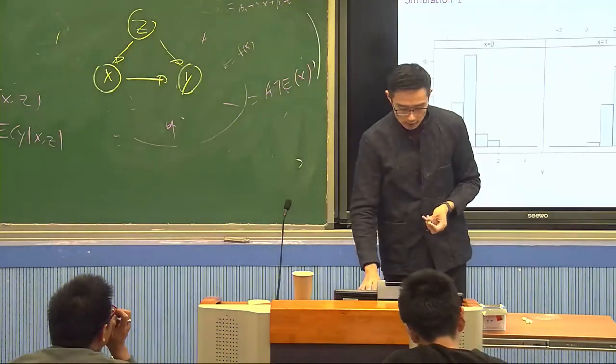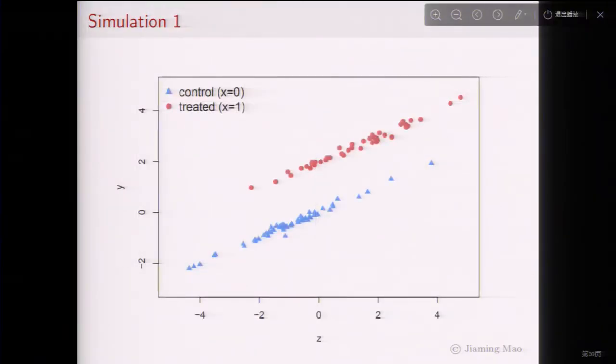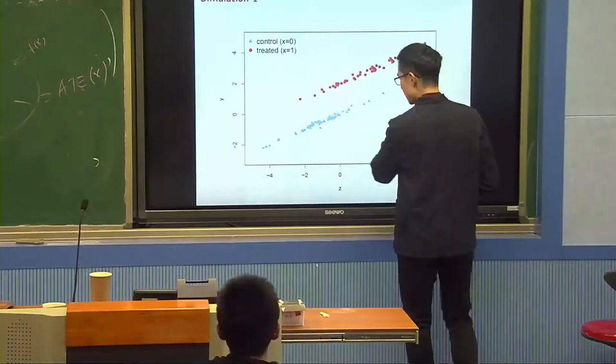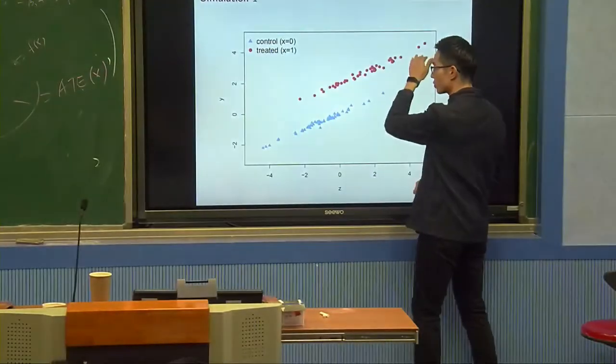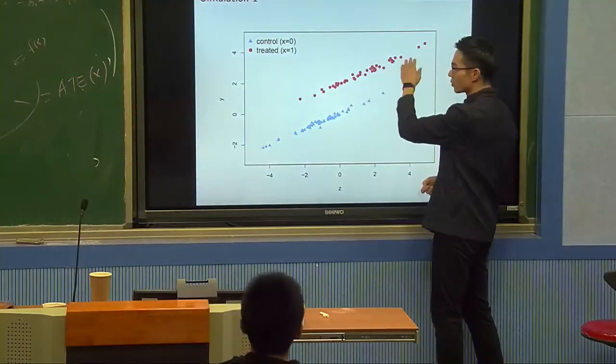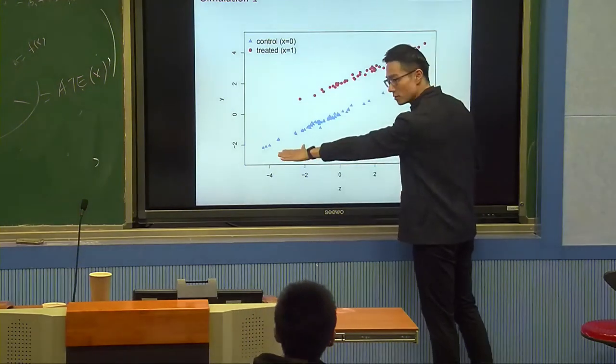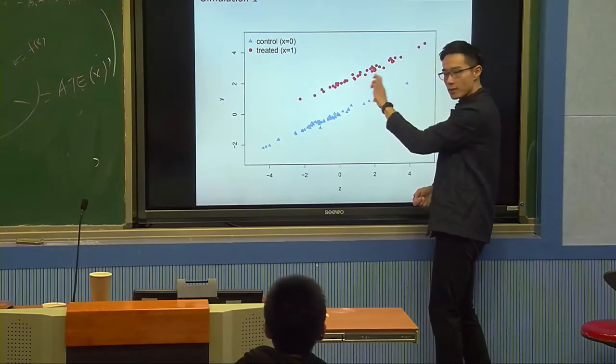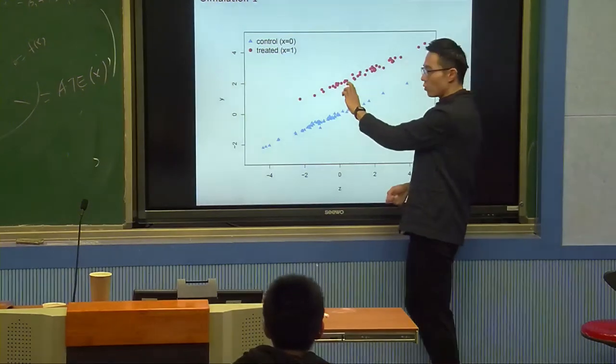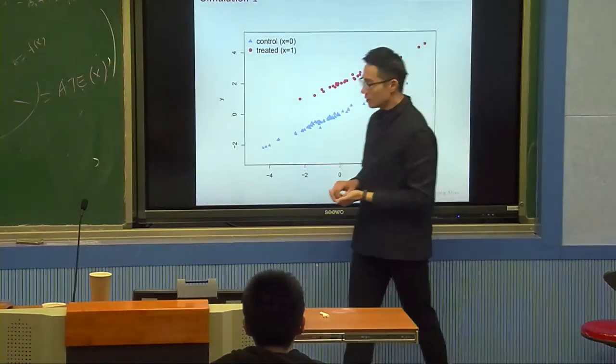First of all, here's a plot, very simple. This is Z, this is X, this is Y. This is X equal to 1, this is X equal to 0. I call X equal to 1 the treated, and this is the control, right? The difference between them is the treatment effect, and the treatment effect is always 2, right? It's always 2.